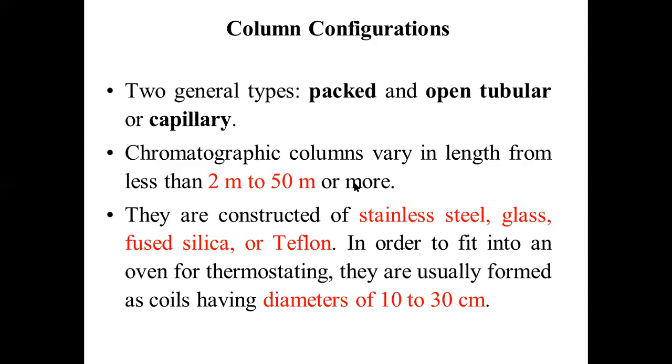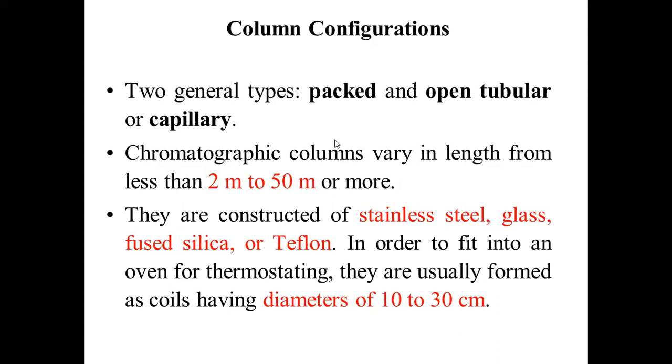But in GC, one column cannot be hyphenated with another column. That means one column cannot be joined with another column, because of difficulty in maintaining the temperature. Therefore, the column may have a length from very short, 2 meter, up to very long, 50 meter. Nowadays, it has reached 400 meter.